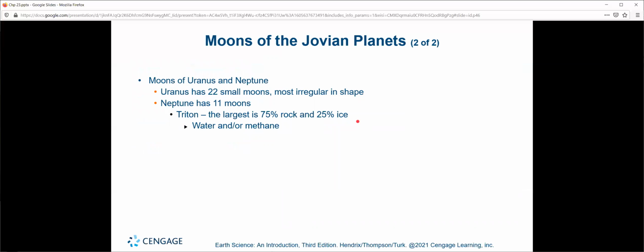Uranus and Neptune both have moons, but again, they're so far away at this point, you don't quite have the same amount of data that you do from, say, Jupiter and Saturn. Neptune's moon, you may have heard of Triton. That's a very large moon of Neptune that has ice on it, we think, possibly water and/or methane ice.